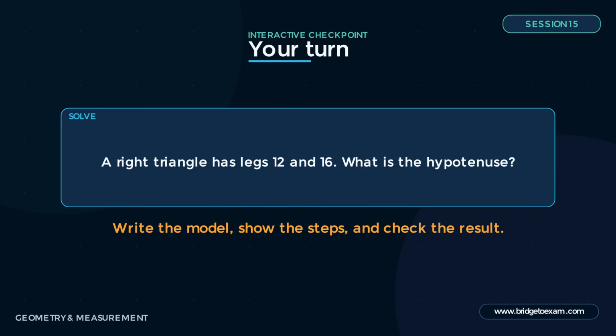Now it is your turn. A right triangle has legs 12 and 16. What is the hypotenuse? Write a formula or relationship before calculating, then use the next 6 seconds to finish your reasoning.